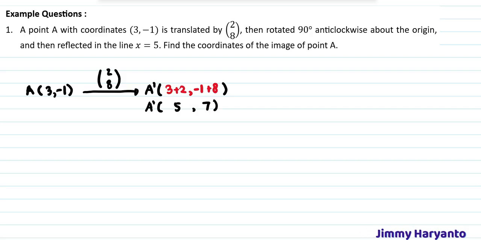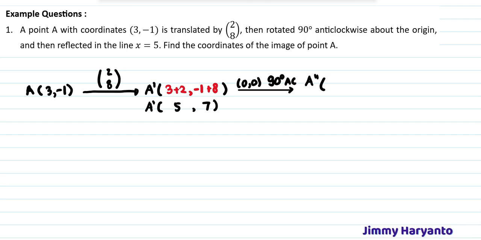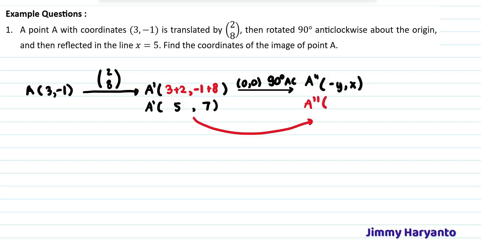Okay, and then after this, I can continue the transformation with the second one. The second one is 0, 0, rotation 90 degree anti-clockwise. So the formula for this one is 90 degree anti-clockwise, that means negative y comma x. That means the A prime from this one, 5, 7, will become negative 7, 5. So this is our A prime. Sorry, my bad. I mean A double prime.